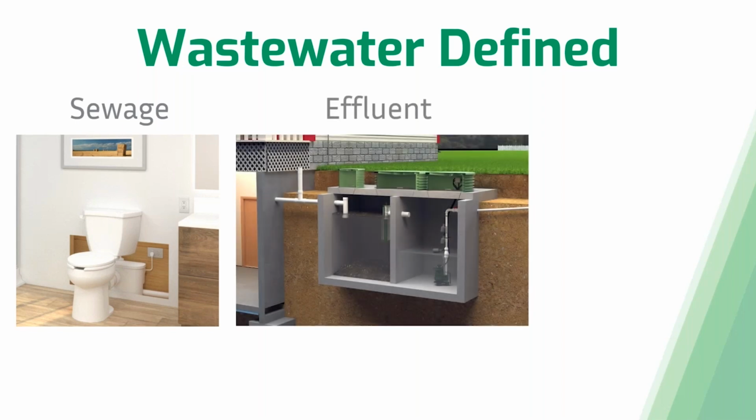Effluent is going to be water that is still wastewater. It's dirty water, but it's going to be much cleaner than sewage. Typically, effluent is going to be found in septic tanks. You're going to typically have a pump in that septic tank, or you're going to have a separate dosing tank or pump chamber that is detached from that septic tank.